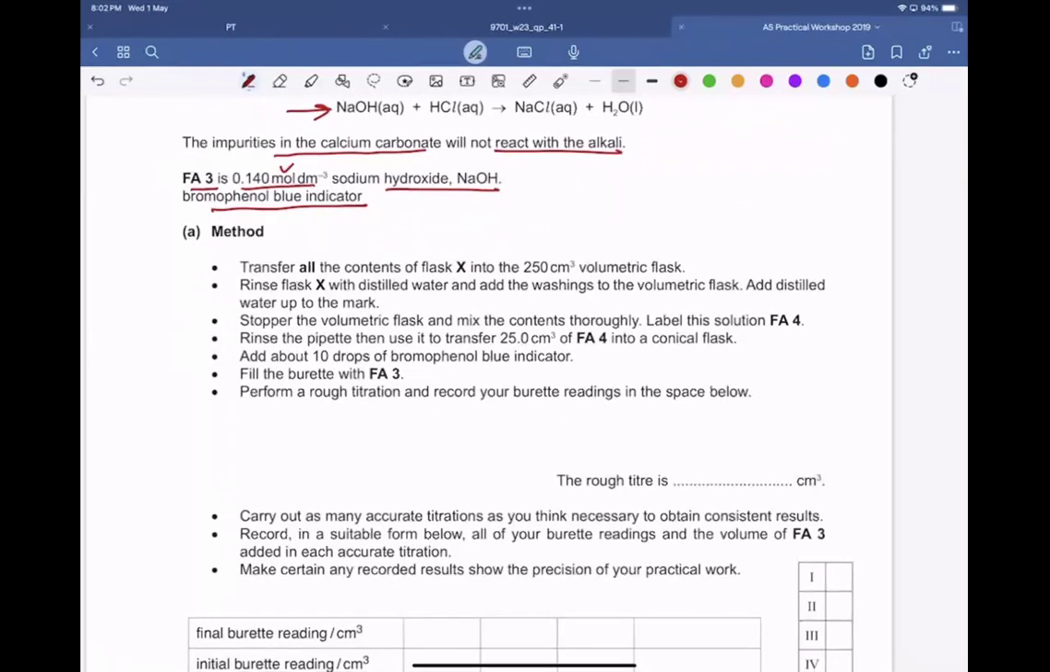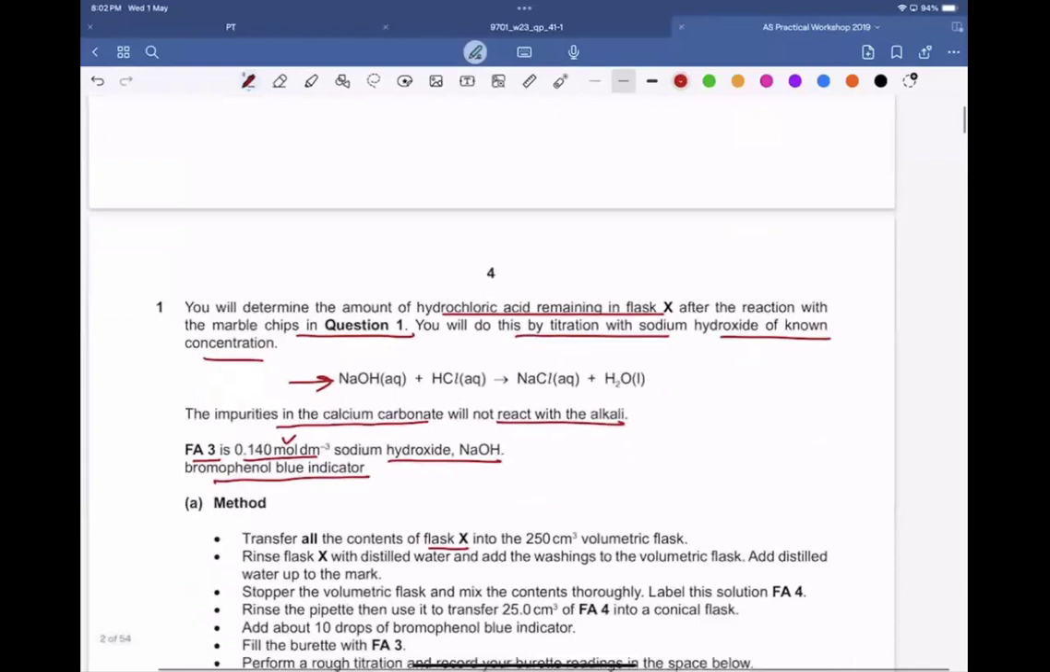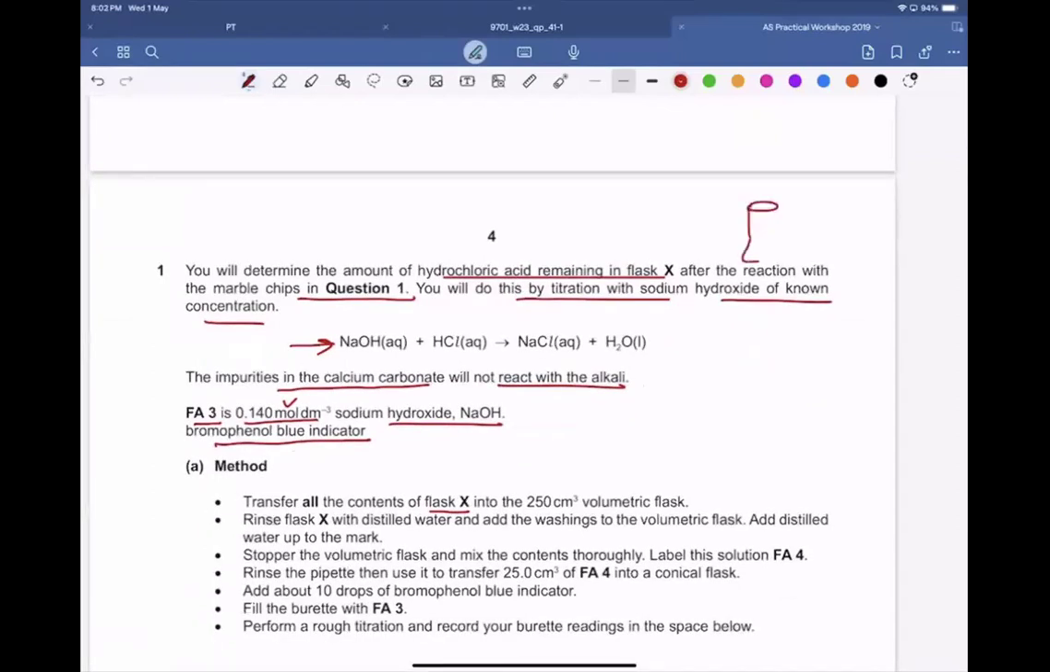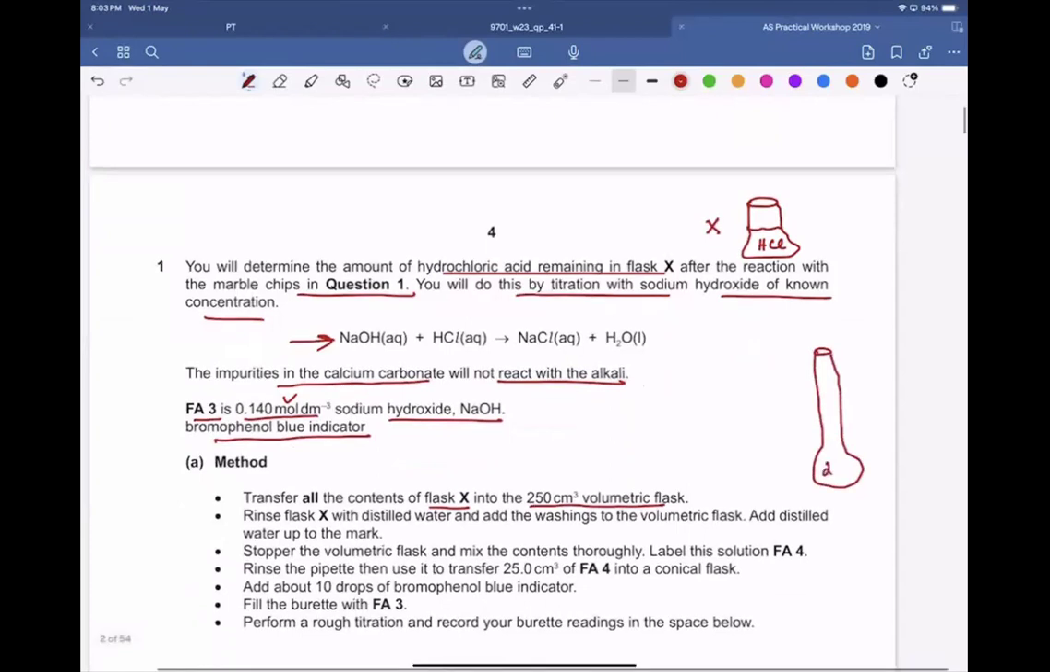Now, if you see, transfer all the content of flask X. So there is a flask X, and in this flask there is HCl, and we have to know its concentration. That is the objective. Transfer it into a 250 centimeter cube volumetric flask. So what they are saying is that this is the volumetric flask of 250 centimeter cube, and the HCl is transferred over here, rinsing this flask X with distilled water.